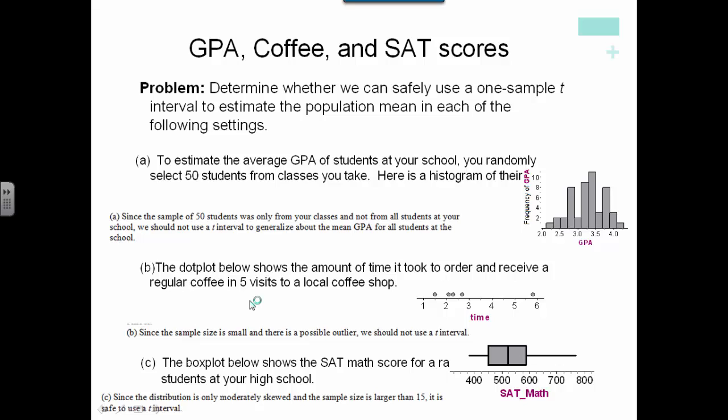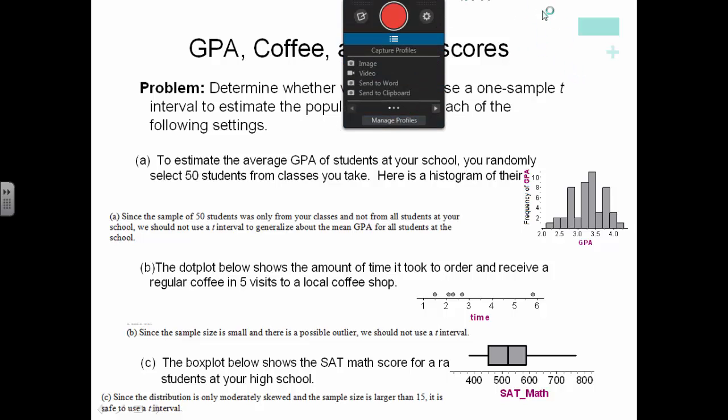B. The dot plot below shows the amount of time it took to order and receive a regular coffee in 5 visits to a local coffee shop. Since the sample size is small and there is a possible outlier, we should not use a t-interval. And our last one, C. The box plot shows the SAT math score for a random sample of students at your high school. Since the distribution is only moderately skewed and the sample size is larger than 15, it is safe to use a t-interval.